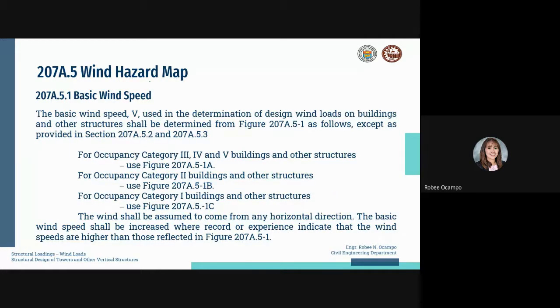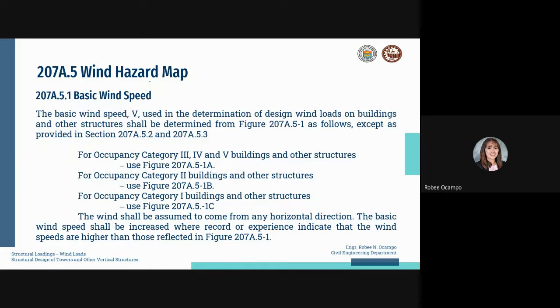Let's go on to the wind hazard map. The basic wind speed, or the V, used in the determination of design wind loads in buildings and other structures shall be determined from Figure 207A.5-1 as follows, except as provided in Section 207A.5.2 and 207A.5.3. So for every category, you have a figure assigned for the determination of your basic wind speed.